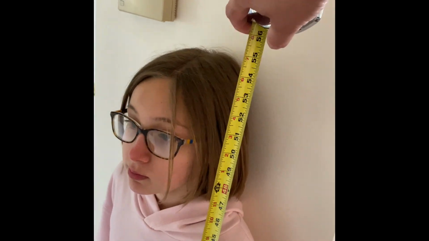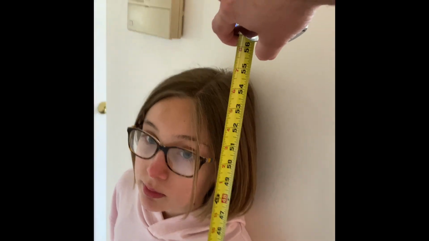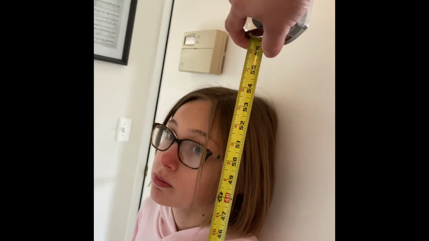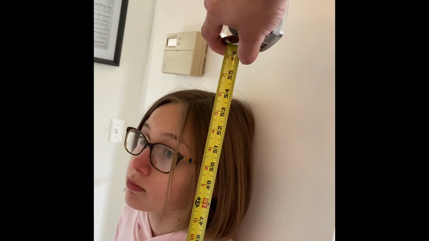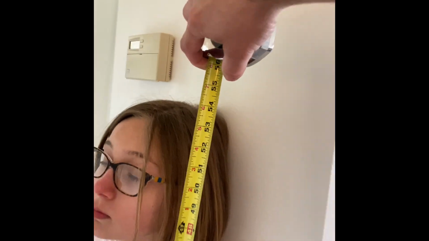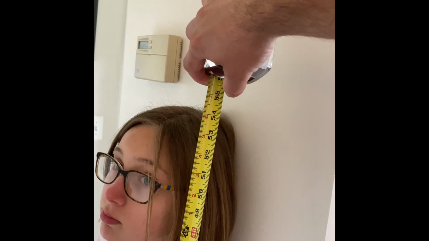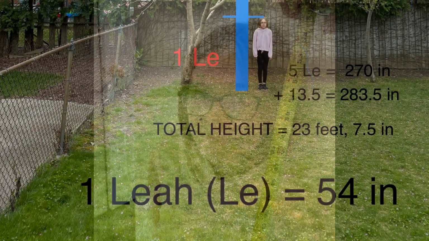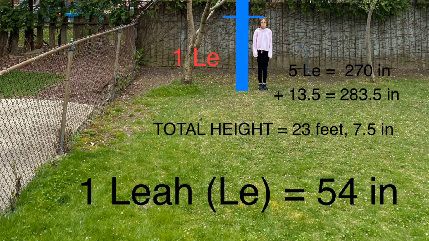In science class in centimeters using the metric system, but for our purposes, so that we have a better understanding, we're going to stick with our feet and inches. So Leah is, we're going to round a little bit. She's just a hair under 54 inches, but we're going to stick with that, okay? So 54 inches is officially a unit of measurement now called a Leah. So 1 Leah equals 54 inches.